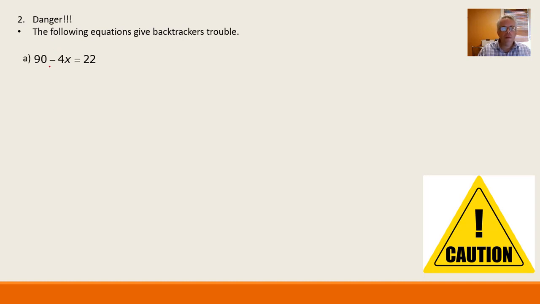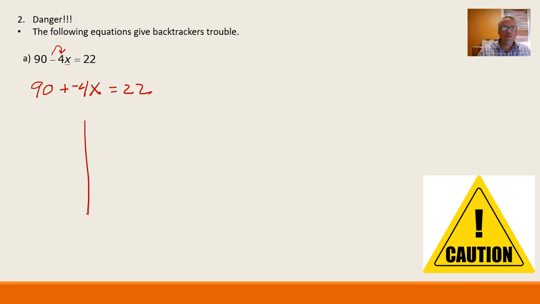The bottom line is when we have an equation where the x part is being subtracted, we have to think of the negative going with the 4. It doesn't go with the 90. 90 is not being subtracted. 4x is being subtracted. So think of the negative going with the 4. The reason we can do this is we can always change subtraction to adding the opposite of something. I could rewrite this equation so it's 90 plus a negative 4x equals 22. That's why I said, remember the negative goes with the 4, not with the 90.